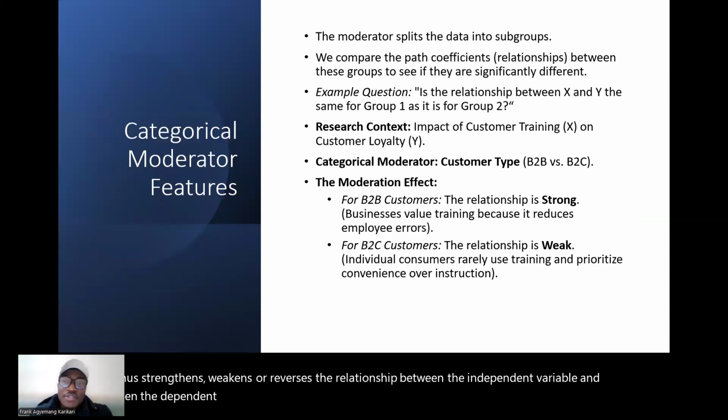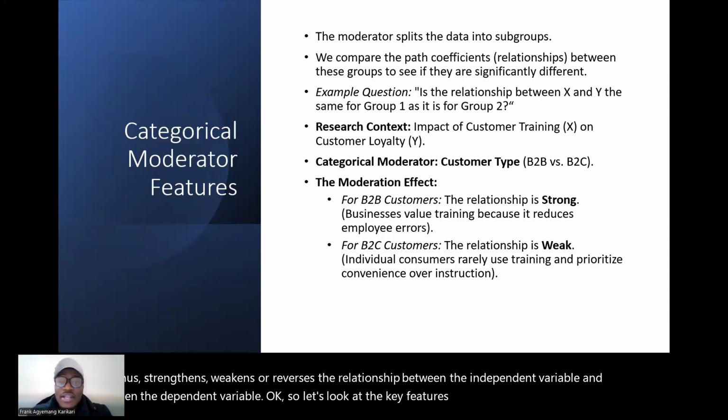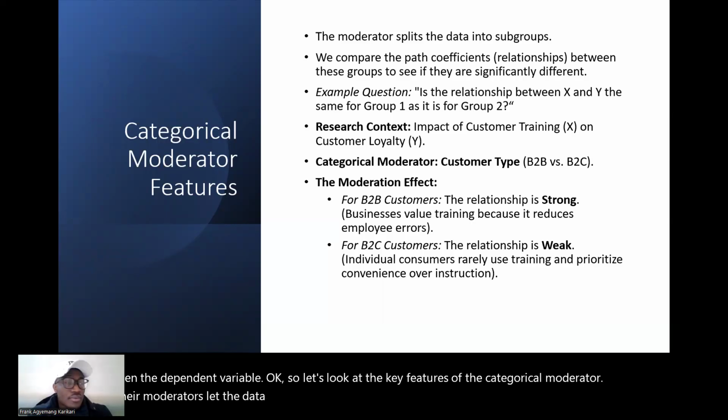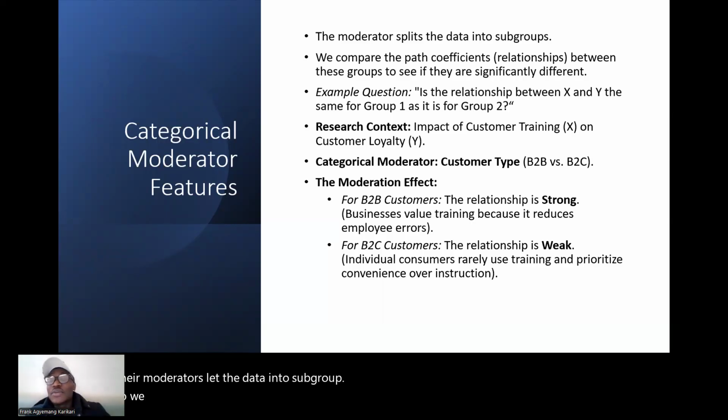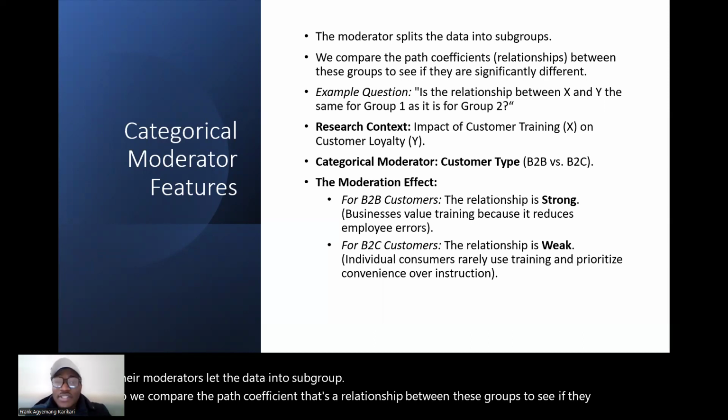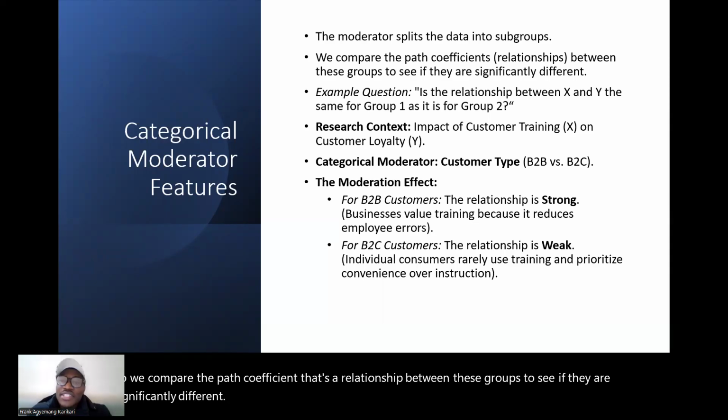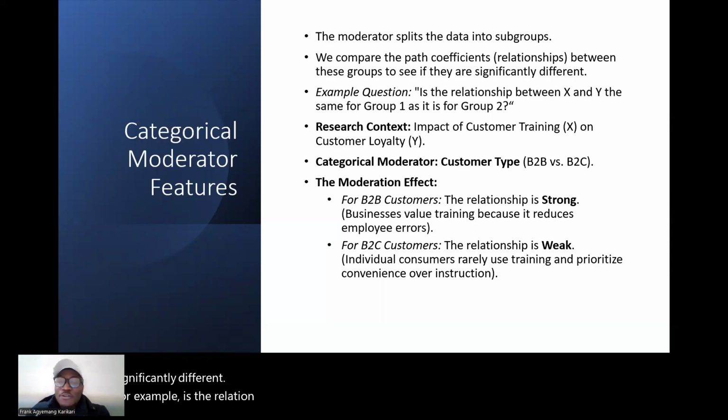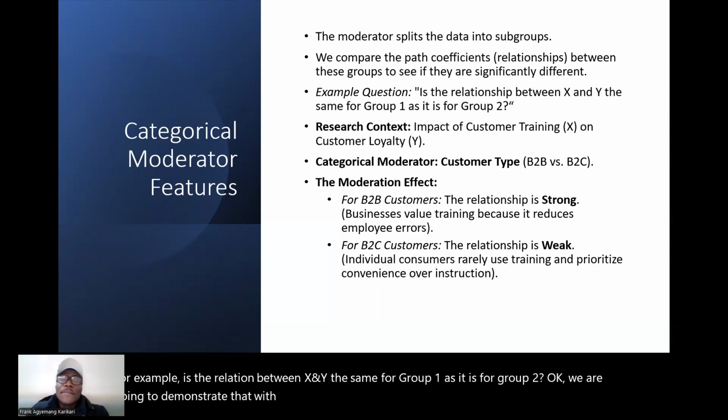Okay, so let's look at the key features of the categorical moderator. The moderator splits the data into subgroups. So we compare the path coefficients, that's the relationship, between these groups to see if they are significantly different. For example, is the relationship between X and Y the same for group 1 as it is for group 2? We are going to demonstrate that with the data that we have.